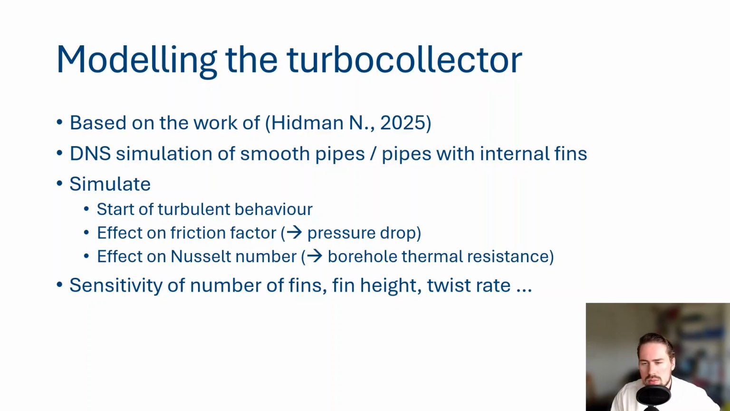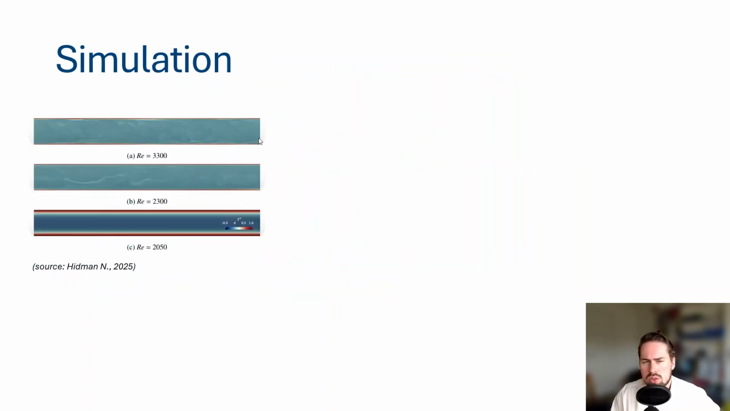So the results, to jump into that, we have this type of figure. This is for a smooth pipe. And what they did is they always started at a Reynolds number of 3,300. And then they decreased the Reynolds number until we came to a point where the turbulence stops, where the flow becomes laminar.